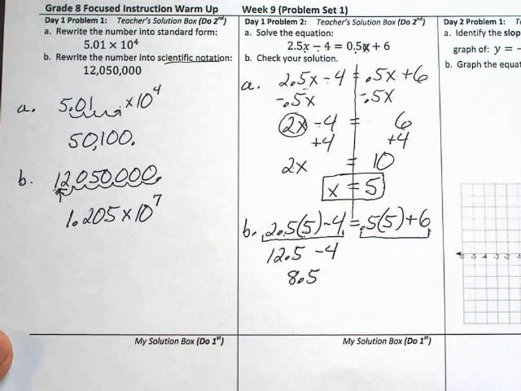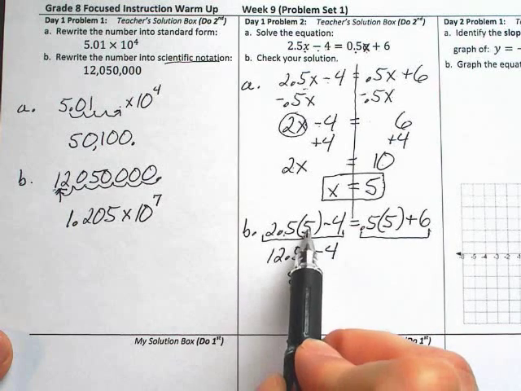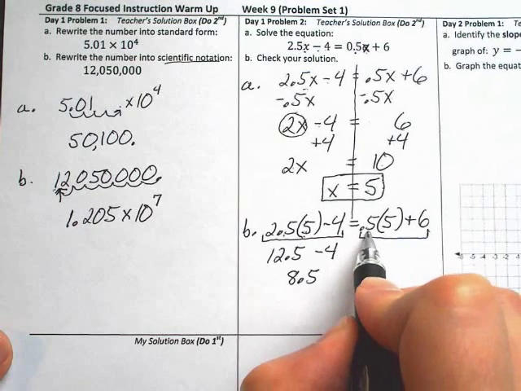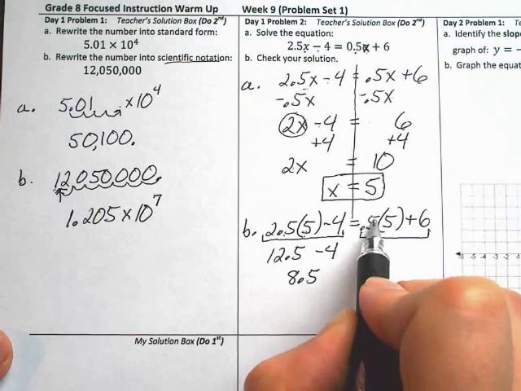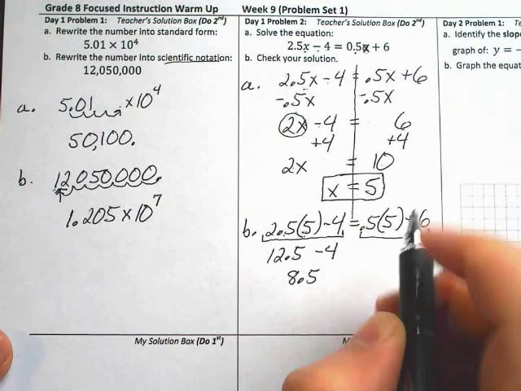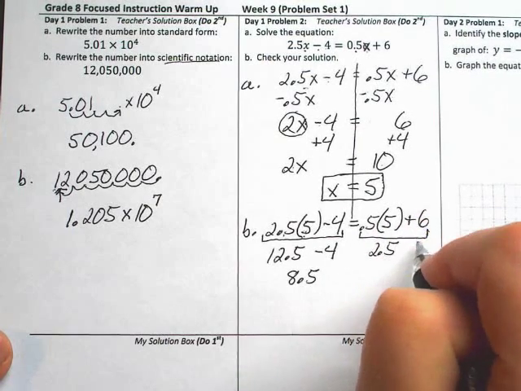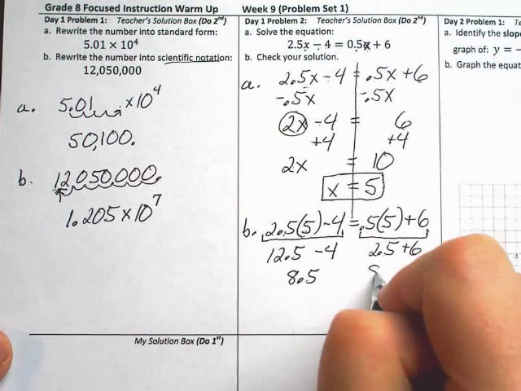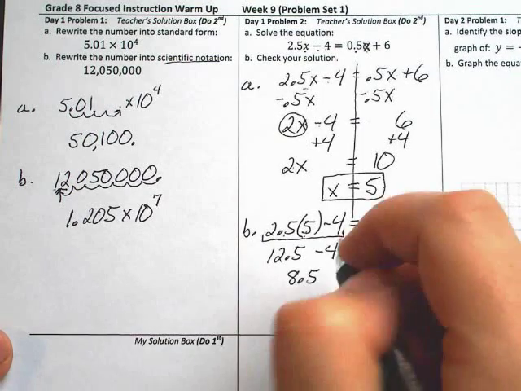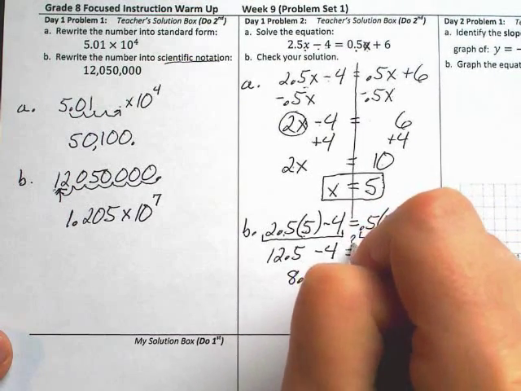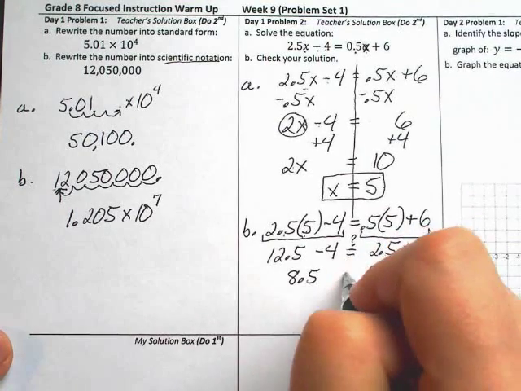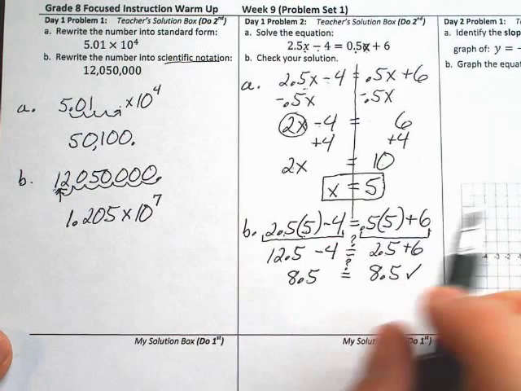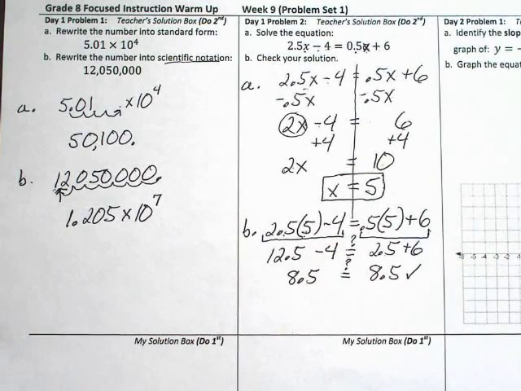Well, that's what the left side of the equation turns out to be when 5 is substituted for x. Let's figure out what the right side of the equation is. 0.5 times 5, or half times 5, half of 5, is 2.5. Add 6. And 2.5 plus 6 is 8.5. Now, all along the question was, is this equal to this? Yes, it is. This checks. And so x equals 5 is the correct solution for x.